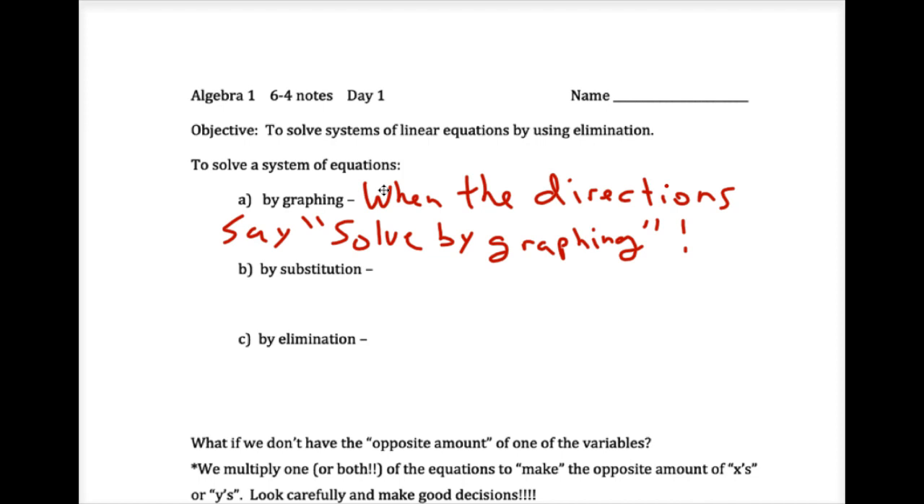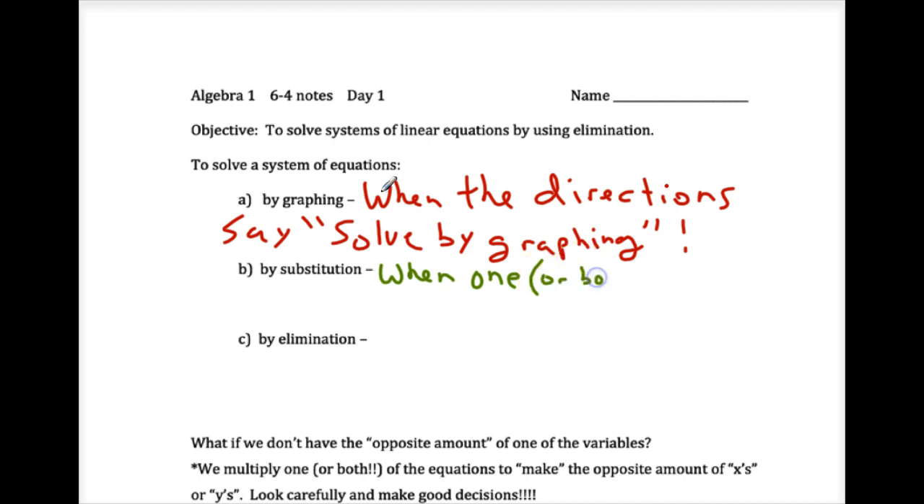All right, when would you use substitution, guys? And the answer is not when the directions say so. Guys, when would you use substitution? Think. You know this. When one of the equations is solved for a number and the other one isn't. No, for one of the variables. Say it. When one of the equations is solved for one of the variables.